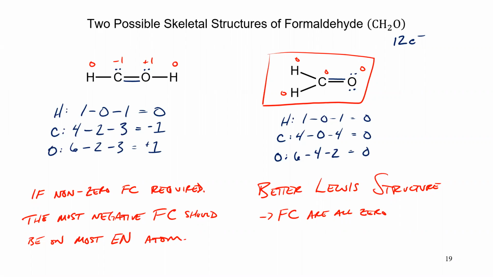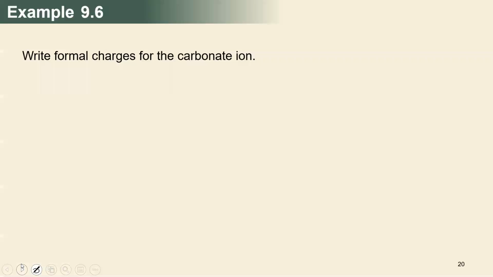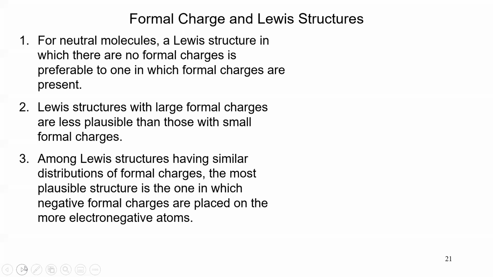On Thursday in lab, we'll do one example where there's only one way to do it, and it goes against this rule, but there's no other way to get the molecule to bond other than putting the negative formal charge on a carbon. We've done this already for the carbonate ion, so I'm going to skip that one. Now that we've done a few examples, we will take a look at some rules for formal charges.